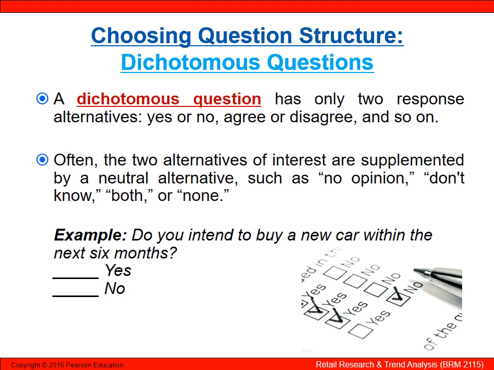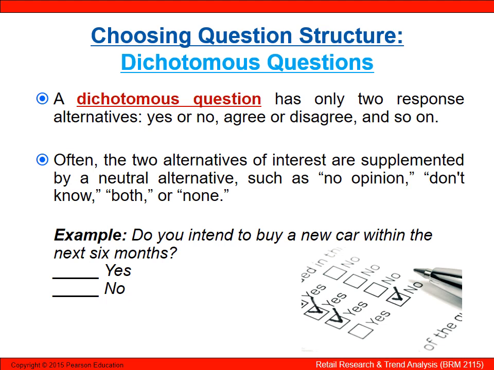Dichotomous questions have only two response alternatives: yes or no, agree or disagree, and so on. Often, the two alternatives of interest are supplemented by a neutral alternative such as no opinion, don't know, both, or none. The question asked before about intention to buy a new car as a multiple choice question can also be asked as a dichotomous question. Do you intend to buy a new car within the next 6 months?